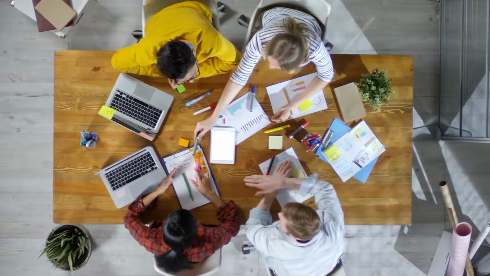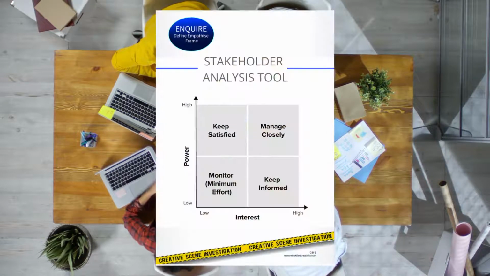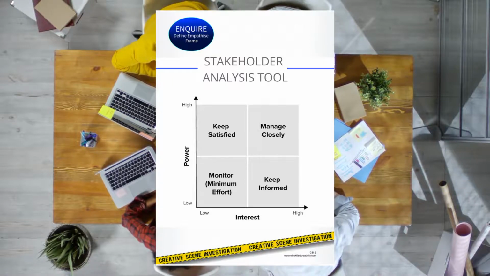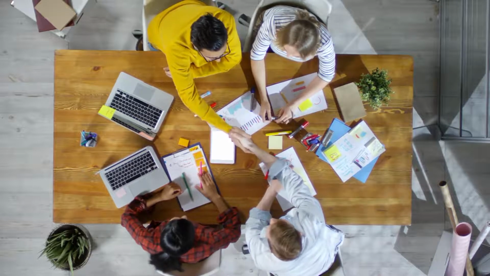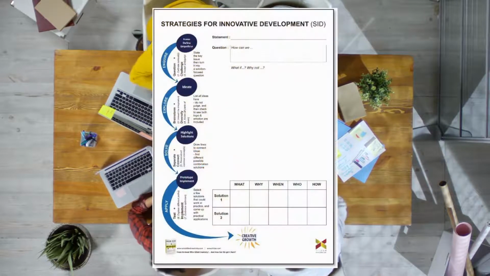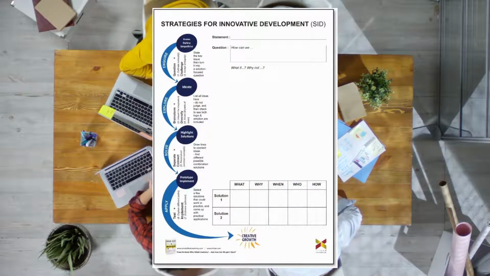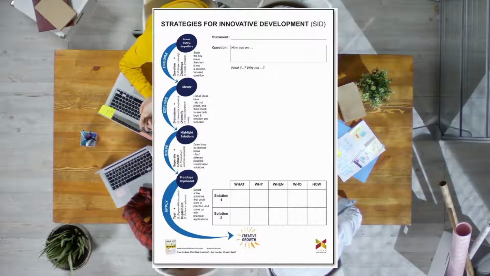We then used what's called a stakeholder analysis tool to reveal how this team could improve their personal and interpersonal capabilities. And all the way through, we used the SID model. So at this point, we brought out the SID model and we said, now that we know what the issues are, how can we start to generate ideas that will help us find a solution?